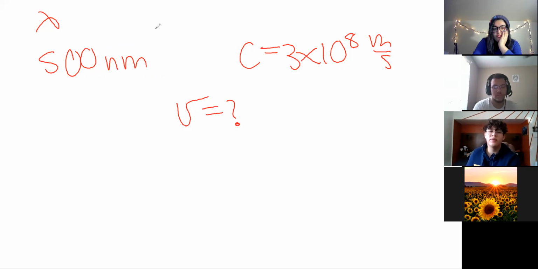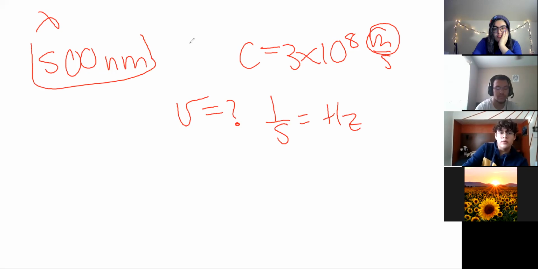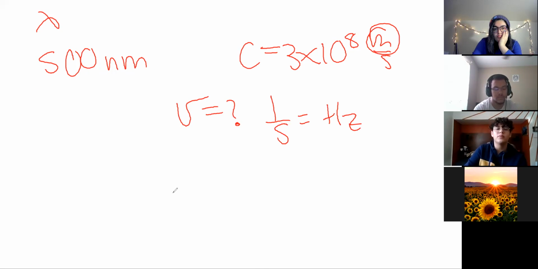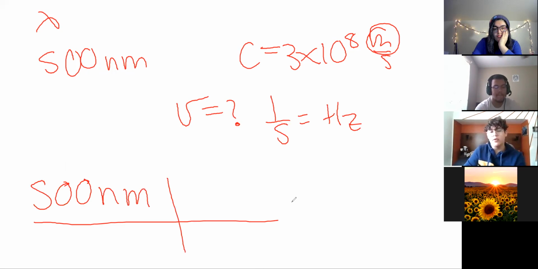Convert to meters, right? Remember that you always have to convert to meters. Frequency is always going to be 1/seconds or hertz, right? So in order to cancel out the meters that are present in the speed of light, you have to convert the wavelength into meters, right? So how are you going to convert to meters? You have 500 nanometers, right? What steps are you going to take in order to end up with meters?